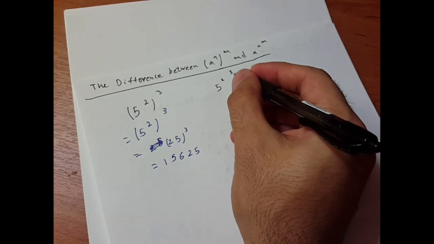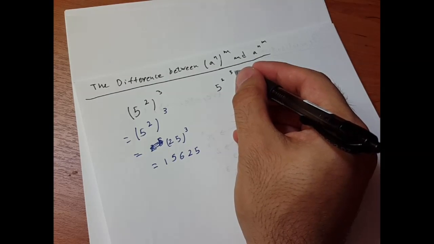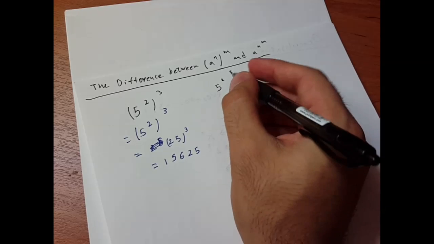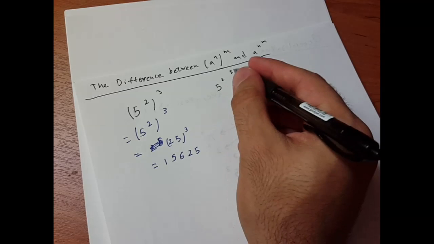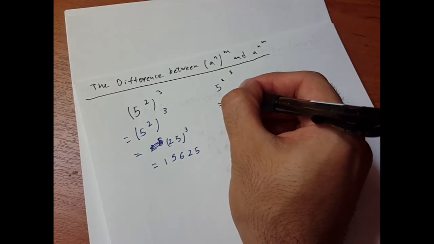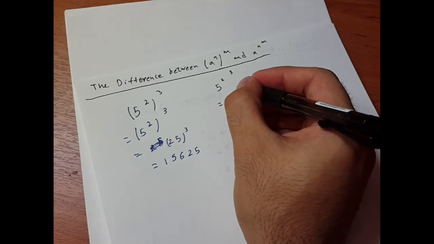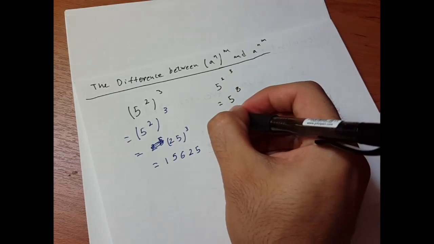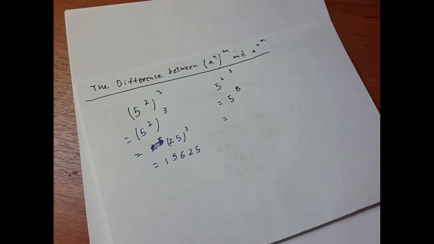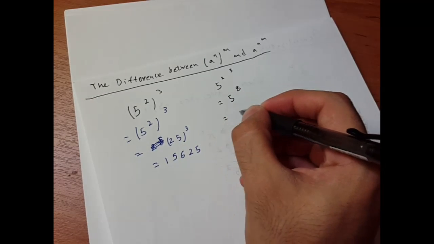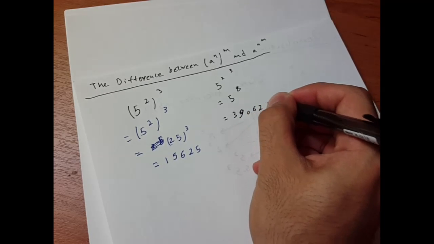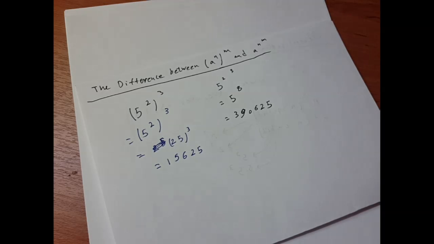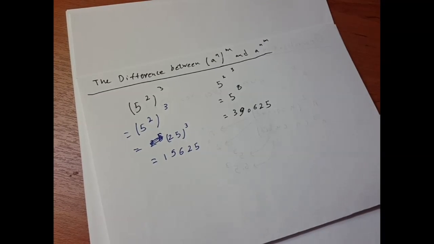So first you need to calculate whatever is outside. So you need to work your way from the outer circles to the inner circles. So here it's just going to be 5 to the power of 8, and 5 to the power of 8 is just 390625.